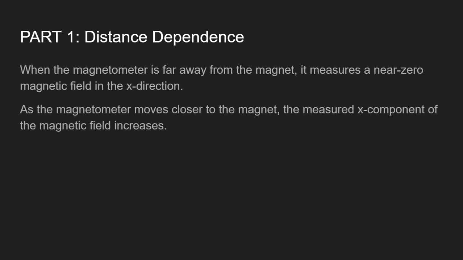When the magnetometer is far away from the magnet, it measures a near zero magnetic field in the X direction. We observe as the magnetometer moves closer to the magnet, the measured X component of the magnetic field increases.